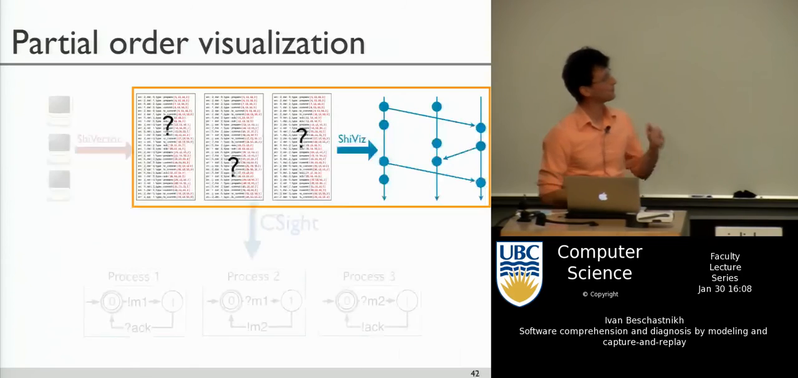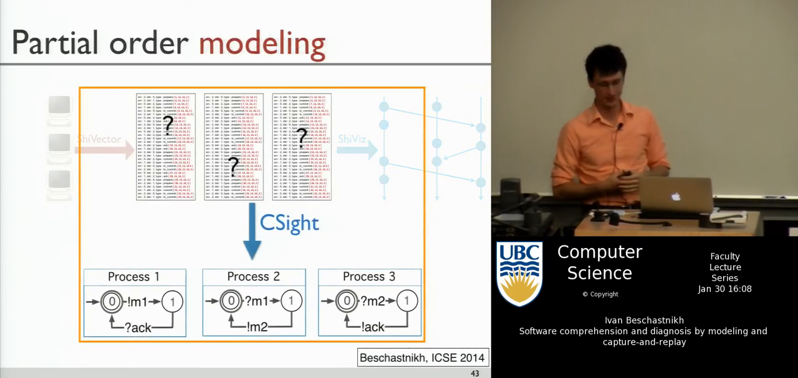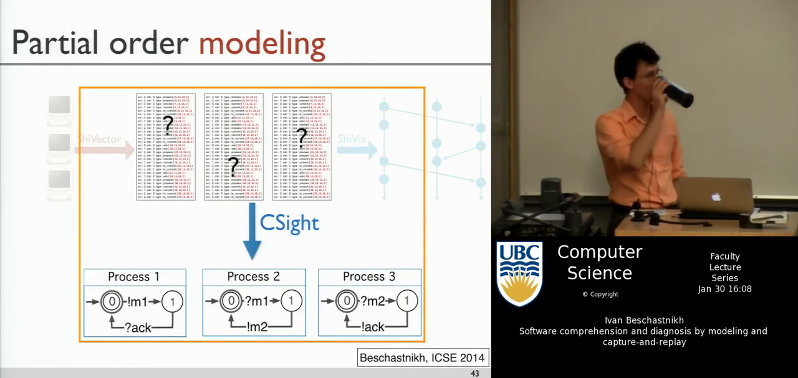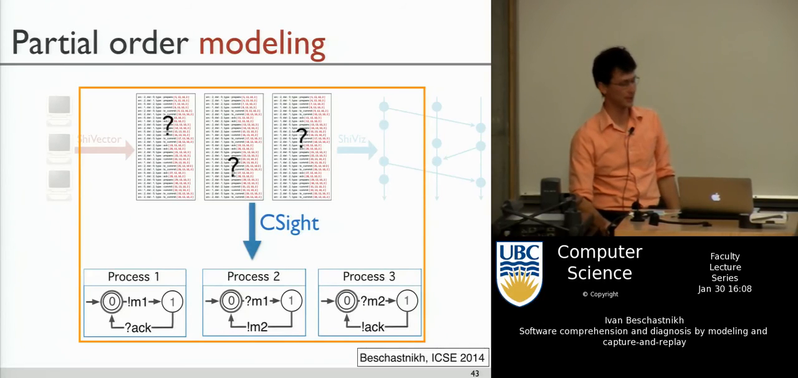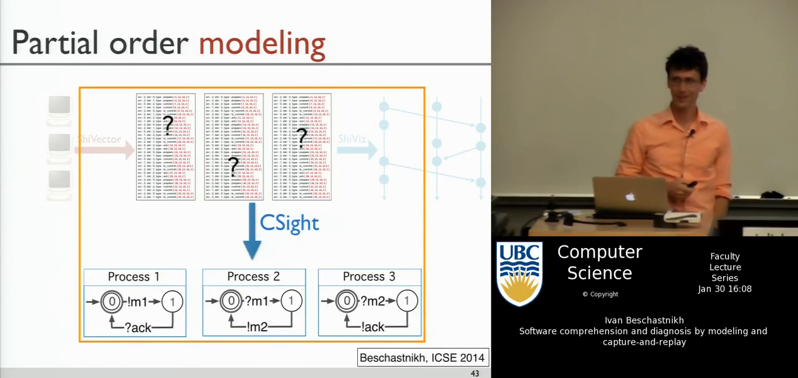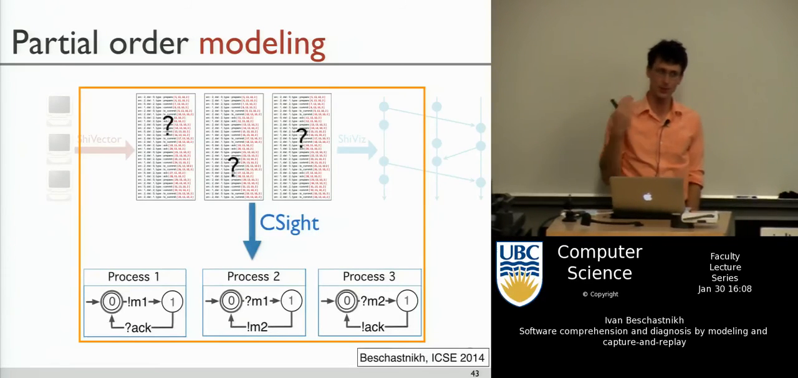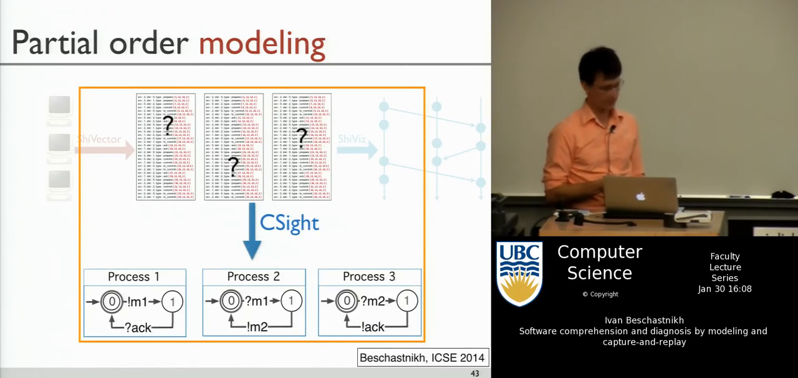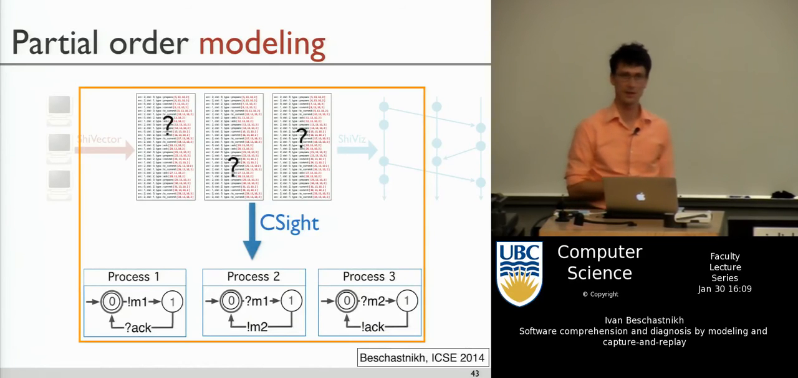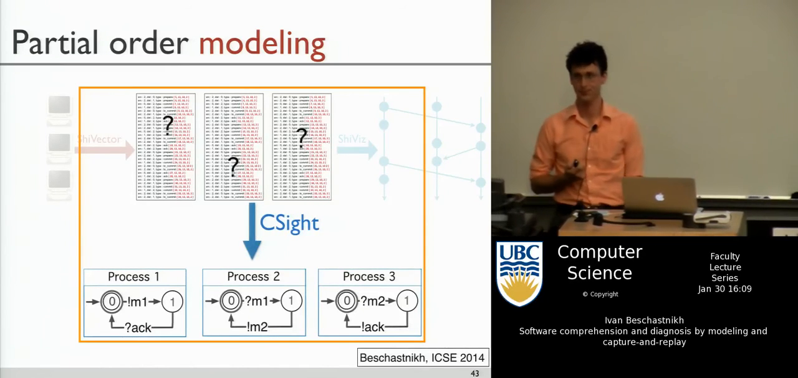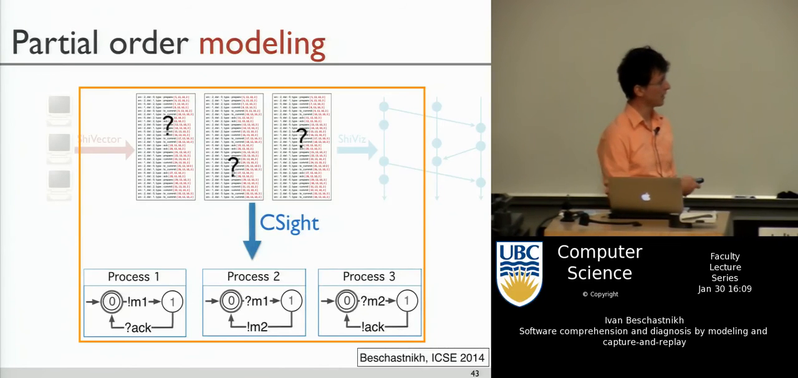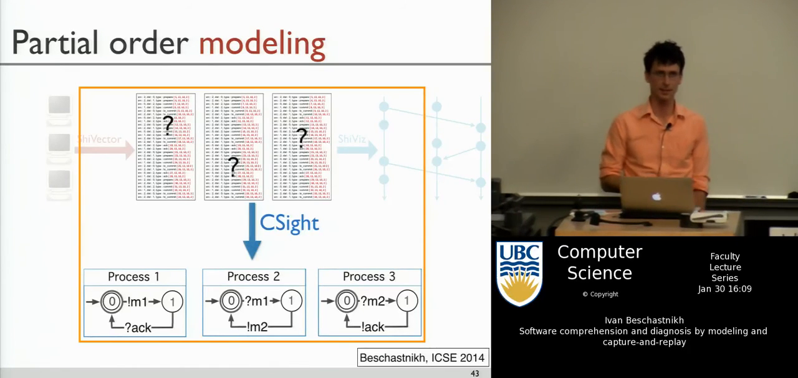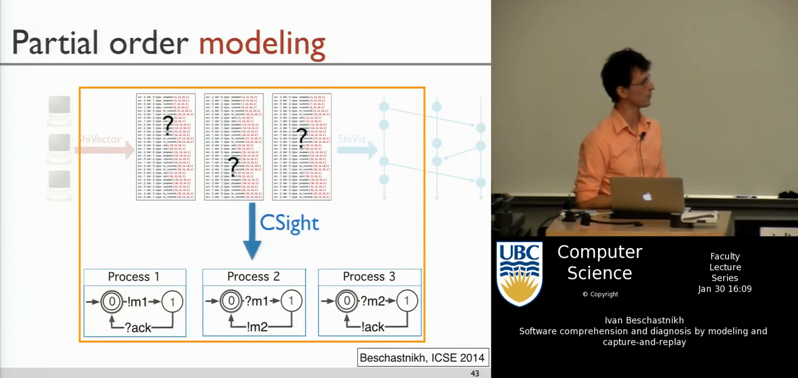So that's ShiViz. The second project is called CSight. And CSight attempts to do something way more complex. So I'll talk about it at a very high level. CSight basically says, well, you're always going to have multiple executions. And you're going to need to reason about them abstractly. So instead of toying around with these partial orders as these diagrams, let's instead build this more abstract model. Because we know there are three processes, and we have a bunch of model types that we can use to represent distributed executions. So let's just do that directly. Let's infer the model from the executions.